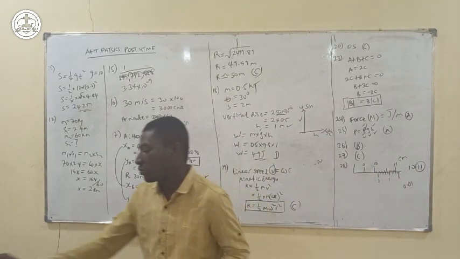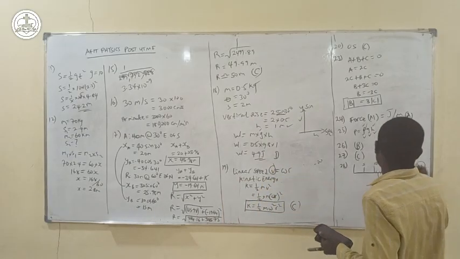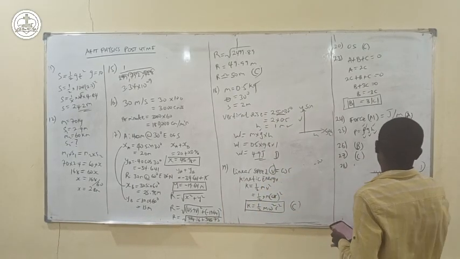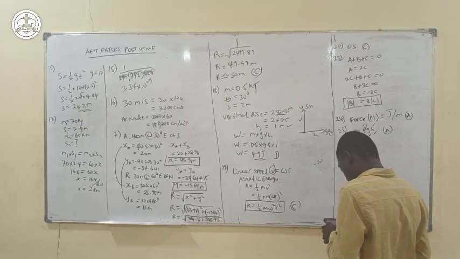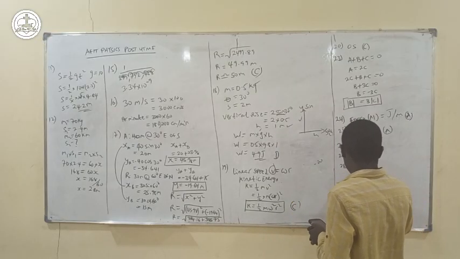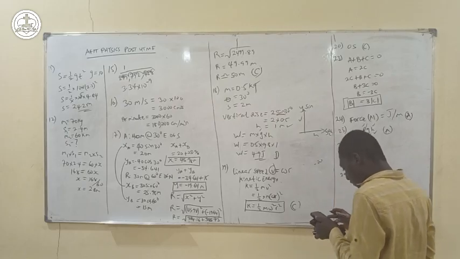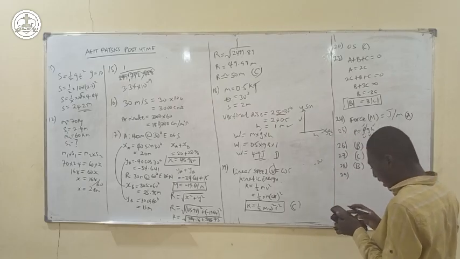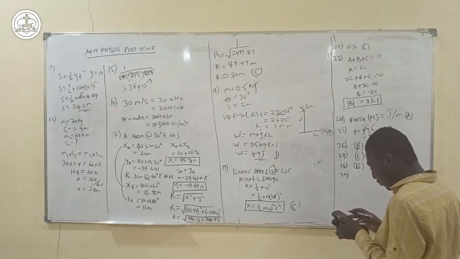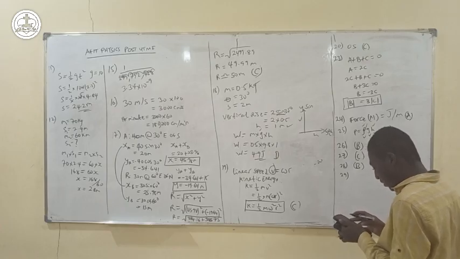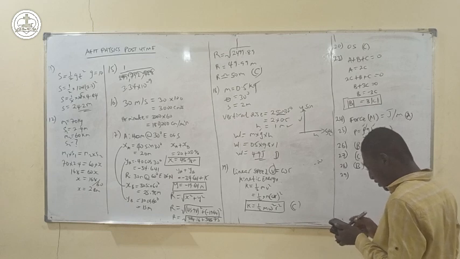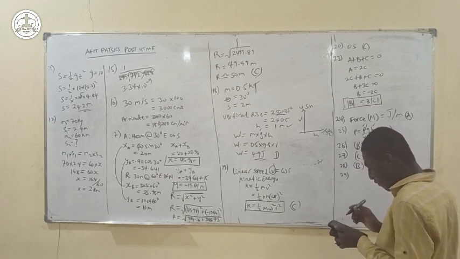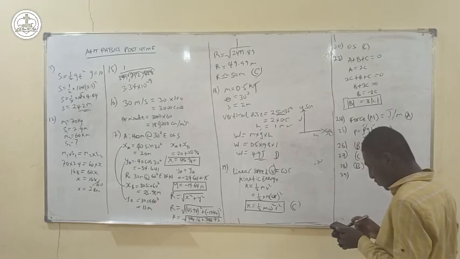Question 29 says, which of the units of the following physical quantities are derived? 1, area; 2, thrust; 3, pressure; 4, mass. A, 1, 2, 3 and 4. B, 1, 2 and 3 only. C, 1, 2 and 4. And D, 1 and 2 only.